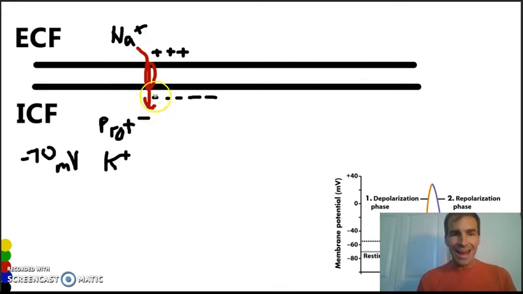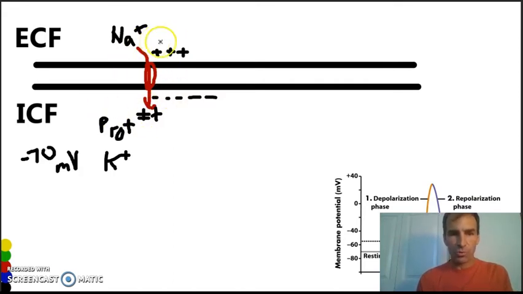And in this area, when the sodium comes in, this area will now become more positive. Right here, we're going to make those suddenly positive. And so we say this charge becomes more positive because sodium is coming in. So in this area, we call that depolarization. The neuron is depolarizing just in this area of the neuron.